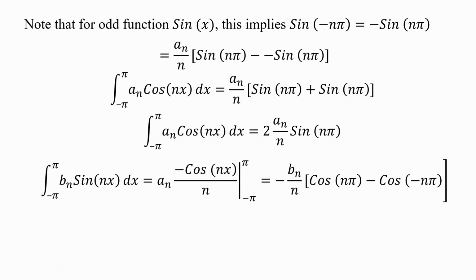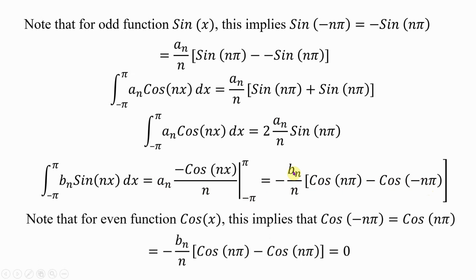So let's proceed to the third term of equation 7.1. Here we need to evaluate bn sin nx dx. If we integrate sin nx, what we are going to have is minus cos nx over n. We evaluate from minus pi to pi. That will give us minus bn over n. Please take note that this one here is bn, not an. Please excuse me for that. So we have minus bn over n, then cos n pi minus cos minus n pi. So that is the evaluation.